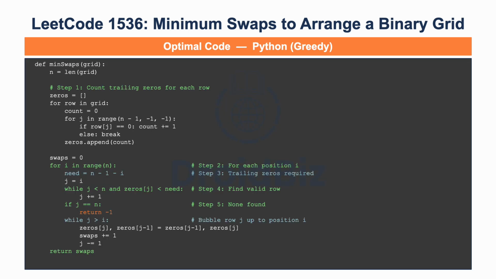Now let's walk through the optimal Python code line by line. The function takes the grid as input. We start by getting n, the size of the grid. Step 1 is the same as before. We scan each row from right to left and count trailing zeros, storing the result in the zeros list. We initialize swaps to 0. This is our running total. Then comes the greedy loop. For each position i from 0 to n-1, we compute need, the minimum trailing zeros required for this position. That's n-1 minus i. We set j equal to i and scan downward.